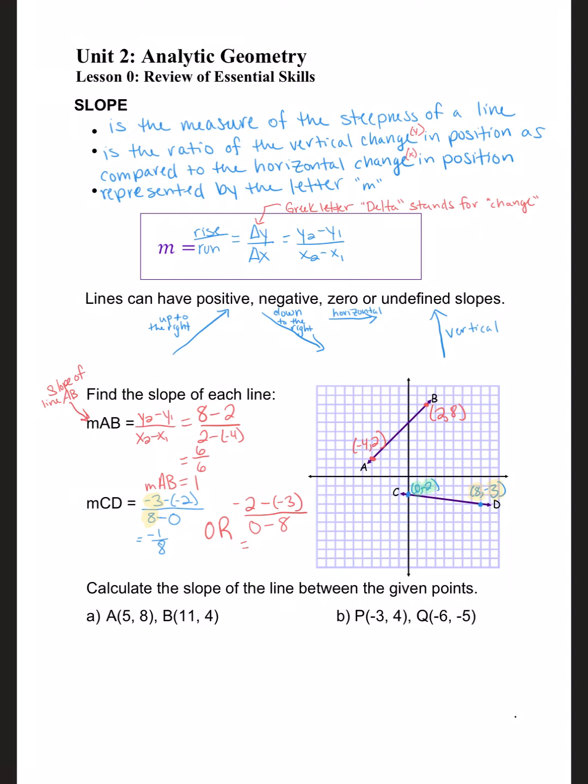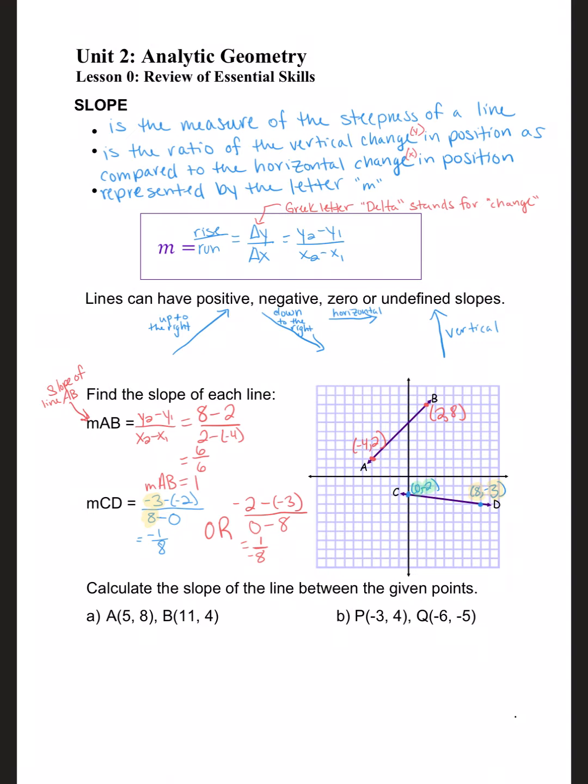So -2 minus a minus is going to be a plus. So -2 plus 3 is going to be a +1. And then 0 minus 8 is a -8. So you can see no matter which one we start with in our equation, we're still going to get a -1/8 at the end of it.